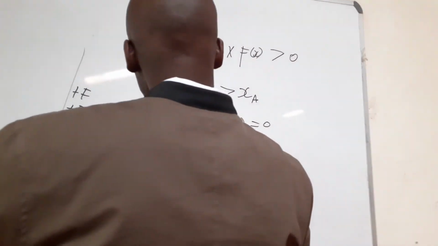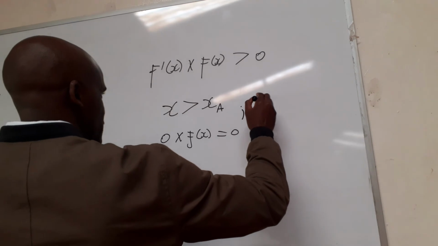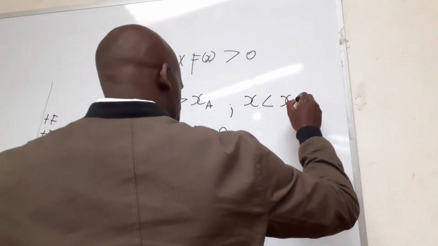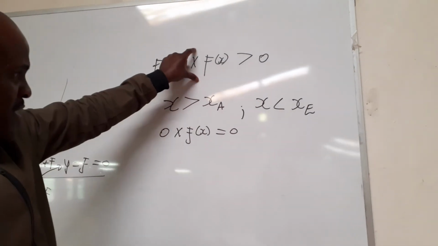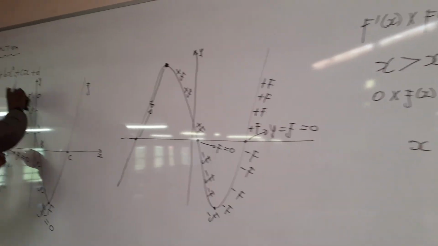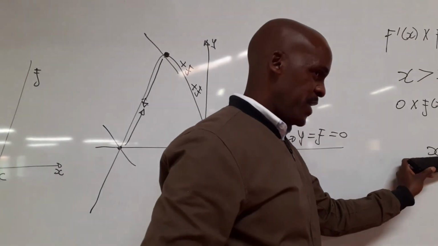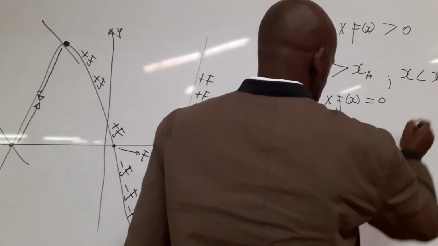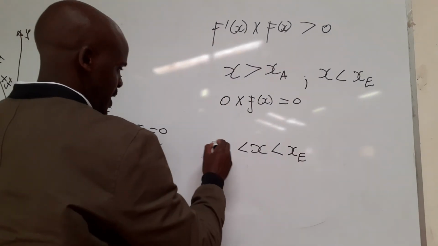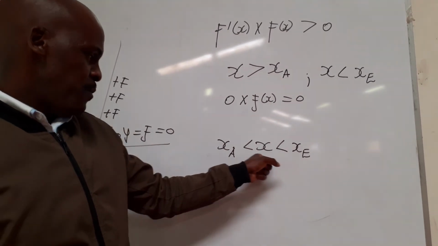So we've got two values now of x. It's where x is greater than x at A, but x must be less than x at point E. Since we are talking about this portion only, you only have one x value there. x must be less than x at E, but greater than x at A.